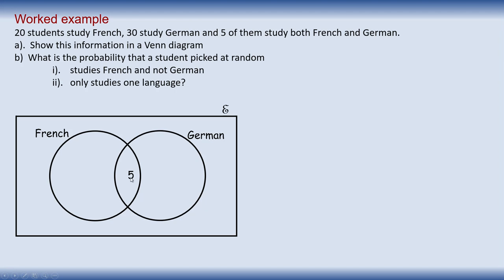Now, if we have 20 students studying French altogether, but we know 5 are already in here, that means we've got 20 take away 5 left to fit in here. So if I just write that down there, we've got 20, take away 5, which is 15. So that leaves us with 15 students studying French. Studying German, we've got 30 altogether. We've already got 5 here. So that means we've got 30 take away 5, which gives us 25 students.